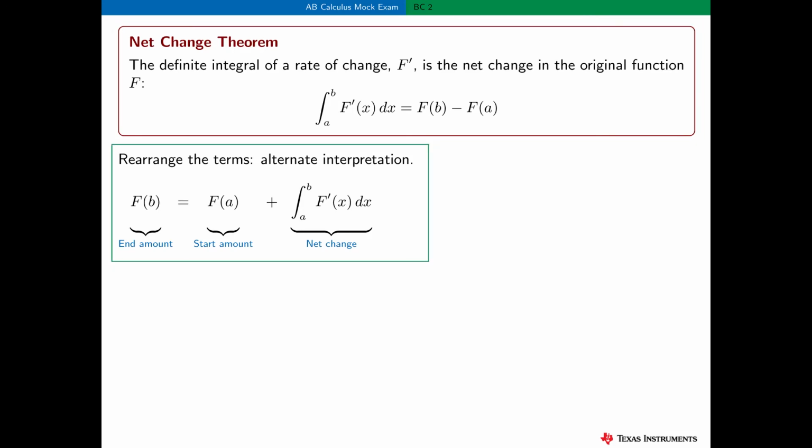And we can also rearrange the terms in the net change theorem to provide an alternate interpretation and a very useful approach for solving AP calculus type problems. Capital F of b equals capital F of a plus the definite integral from a to b of capital F prime of x dx. Or here's a way to interpret each of the terms in this expression. The end amount is equal to the start amount plus the net change. And if you think about it, this seems very reasonable. And note that we could also solve for capital F of a in this equation if we want.